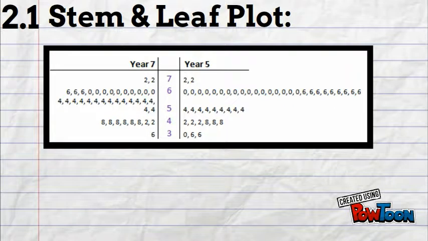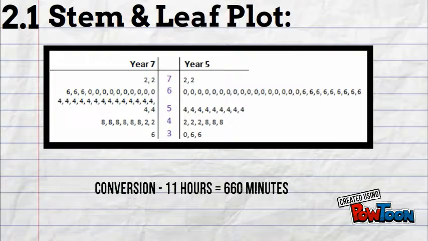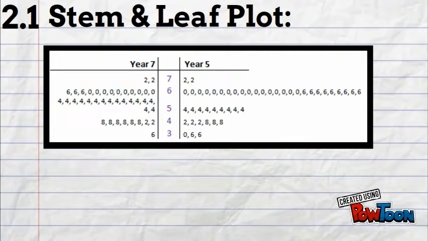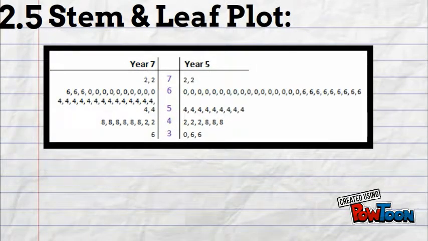I attempted to sort out the data in a back-to-back stem and leaf plot. For this to look somewhat attractive, I needed to convert the original statistics into minutes. Nevertheless, this visual representation looked messy, and I couldn't make instant comparisons between the Year 5 and Year 7 students. As you can see, there were too many numbers in the same row, and the conversion was too hard to understand.